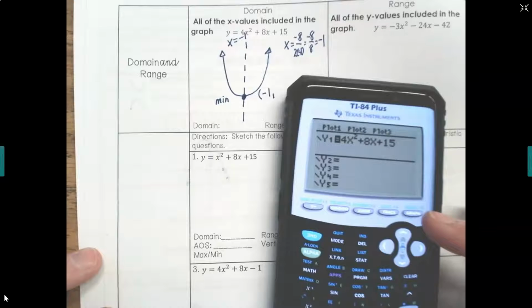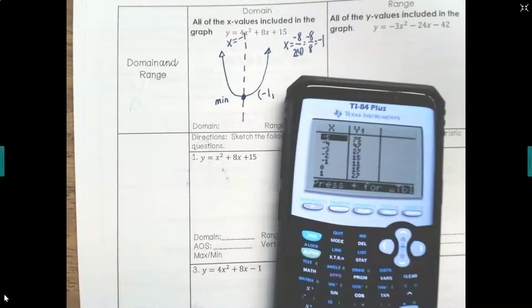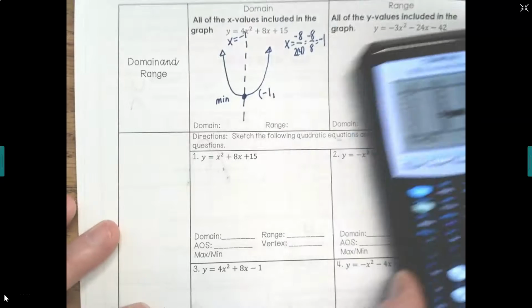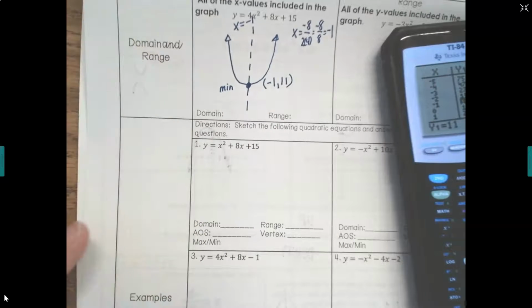Let's go look at this table of values. It's right above the graph, so you have to press second graph to go to the table of values. And I want to go to where x is -1. When x is -1, y is 11. So now we know the vertex is (-1, 11).